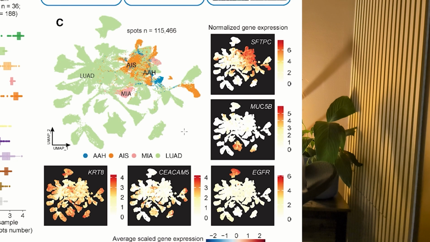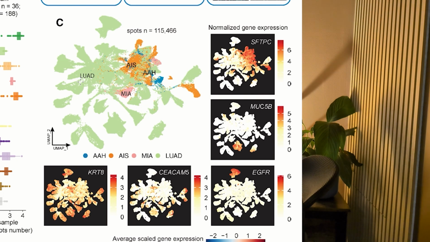In figure 1c, the authors embed epithelial spots from precursor and invasive lesions into a joint UMAP. You can already see stage separation emerging. AAH and AIS cluster closely together, reflecting their early AT2-like gene expression. LUAD spots show much more heterogeneity and diverge widely across the map.